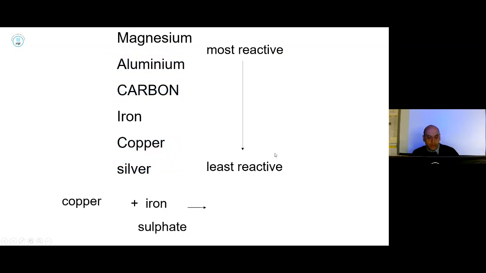If we tried to do this reaction then, would we get displacement? I'll give you a moment or two just to reflect. And hopefully you can see that there would be no reaction due to copper being less reactive than the iron. The copper is unable to displace the iron.